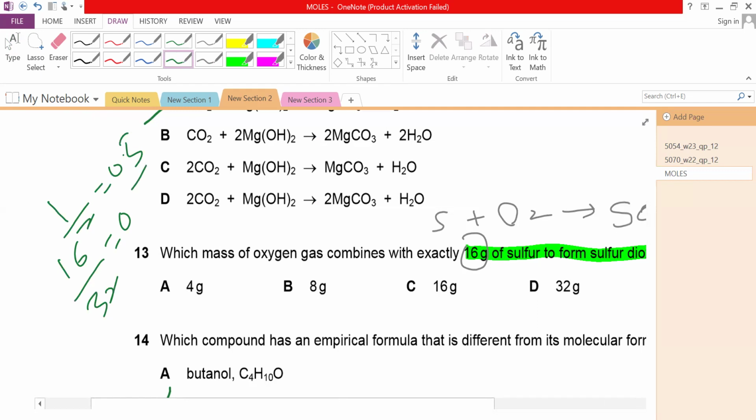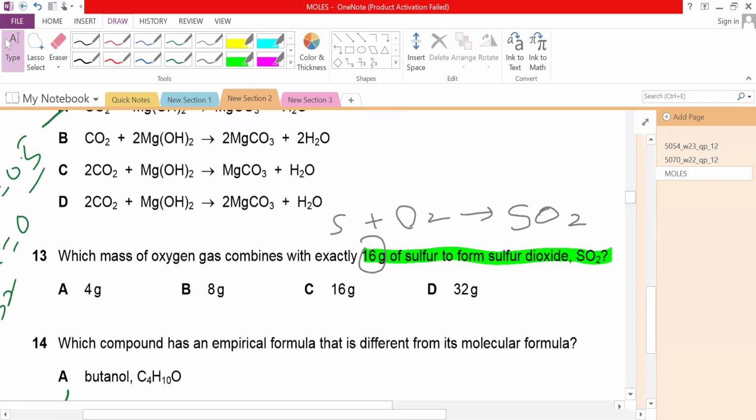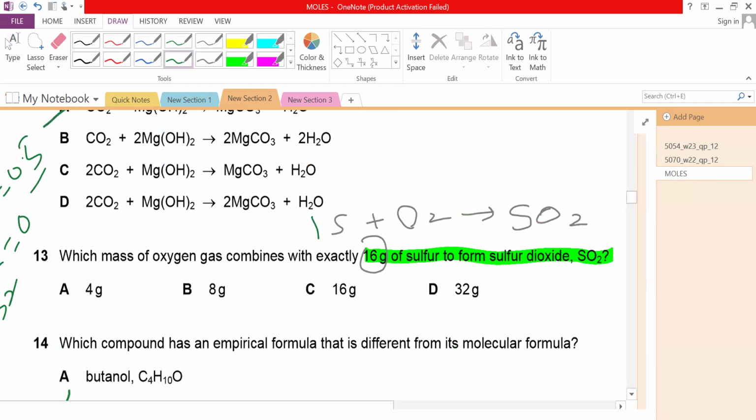Looking at the equation, 1 mole here gives 1 mole here, so the ratio is 1:1. If the moles of sulfur is 0.5, the moles of oxygen will also be 0.5. According to this, the mass of sulfur is 16 grams, so the mass of oxygen will also be 16 grams. So the correct option is C.